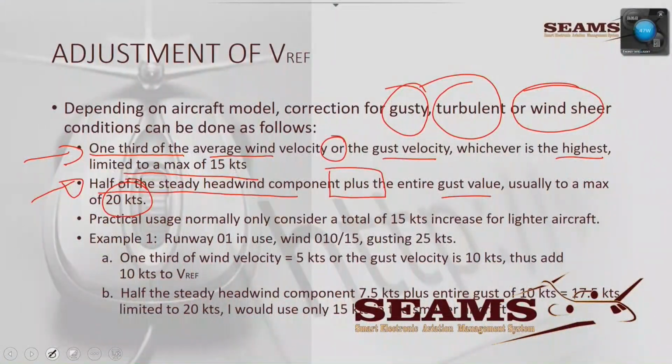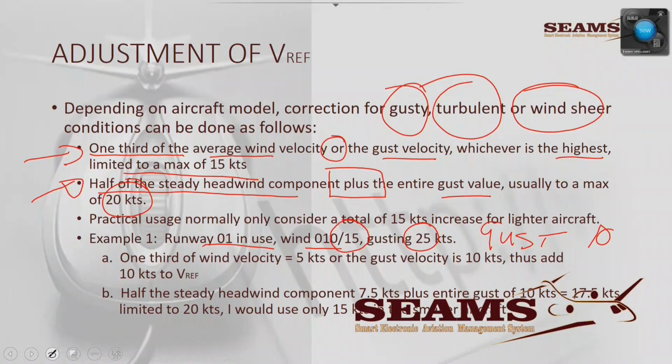let's see from a practical point what happens. Practical usage, runway, let's say runway 01 is in use. The wind is 010, in other words, the total headwind. And it's 15 knots, gusting 25. So the gust is 10 knots.